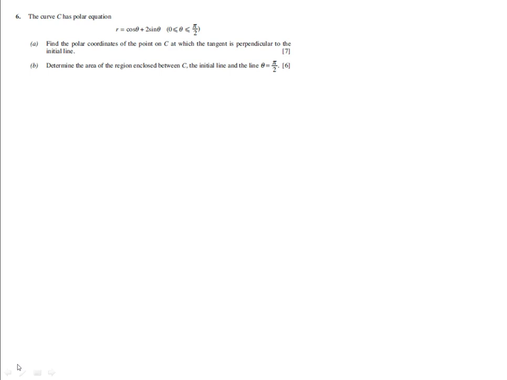For the second part of the question, we've got to find the area of the region enclosed between C, the initial line, that's the line theta equals 0, and the line theta equals pi by 2.